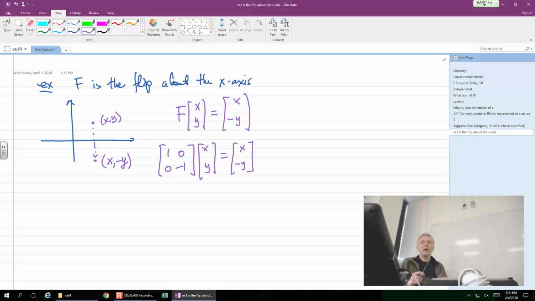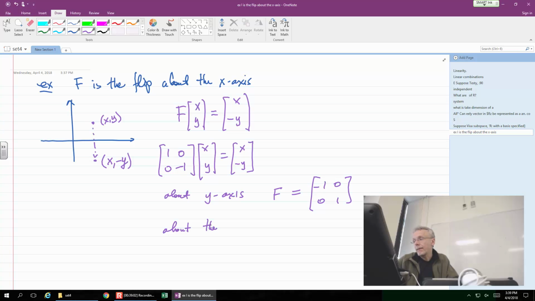Okay, it's a flip. If you want to flip about the y-axis, then you do what? So about the y-axis, what's the matrix? Negative 1, 0, 0, 1. Okay, what about the diagonal? Well, this is certainly a good question to be asked next. What is negative 1, negative 1? We'll ask that question next.